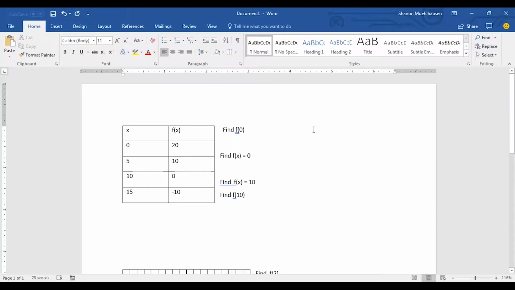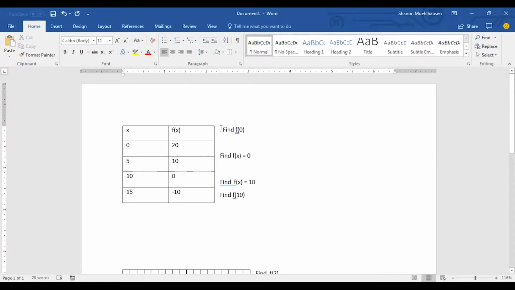Okay, we're going to do some work with functions in a little bit different forms. So here we have a table, and we notice that the table has x's and f of x. If we put 0 into our function, we're going to get 20 out the other side. We don't know what the function is, and we don't have to know. We just know if we put in this, we get this. If we put in this, we get this.